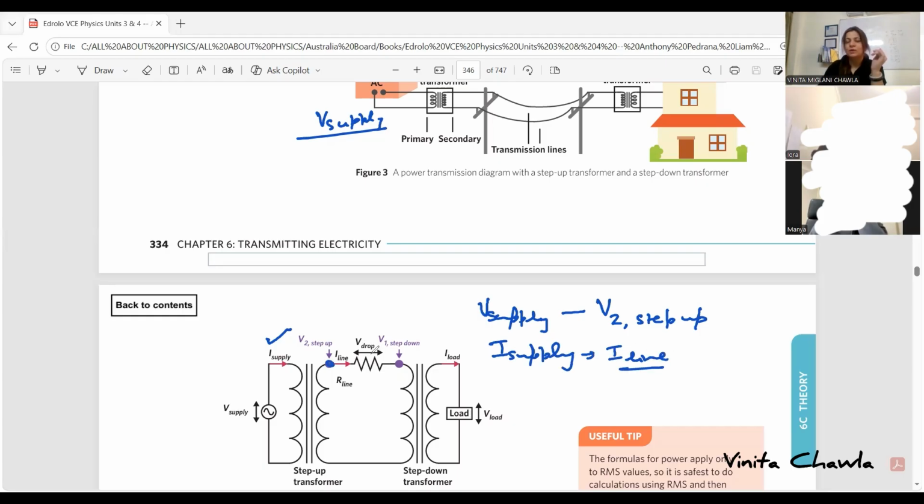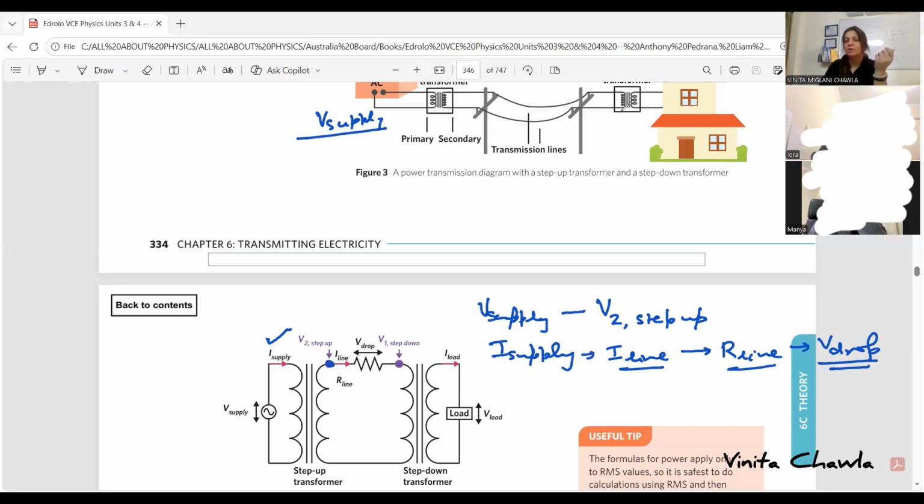Now this current is flowing through this transmission line, and in this transmission line voltage drop will occur, right? Because we have resistance of the transmission line, significant resistance of the transmission line, and because of this, voltage drop across the transmission line will occur. So this is the voltage drop, and because of the voltage drop, now the voltage is different. So initially it was V supply, then it became V2 step up. Now because of this voltage drop, the voltage will change.